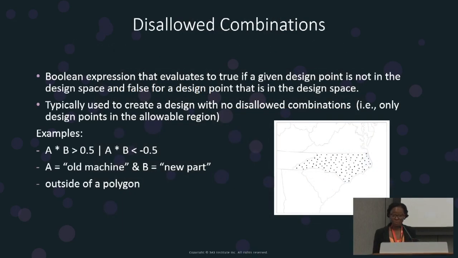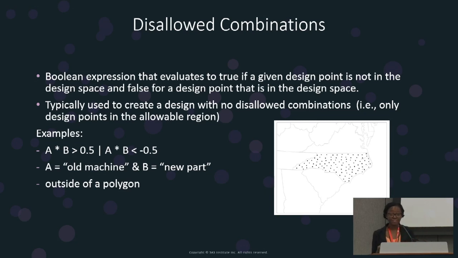So what are disallowed combinations? For our purposes, a disallowed combination is a Boolean expression that evaluates to true if a given design point is not in the design space, and evaluates to false if the design point is in the design space. We typically use these to create designs where the runs consist of only points in the allowable region.